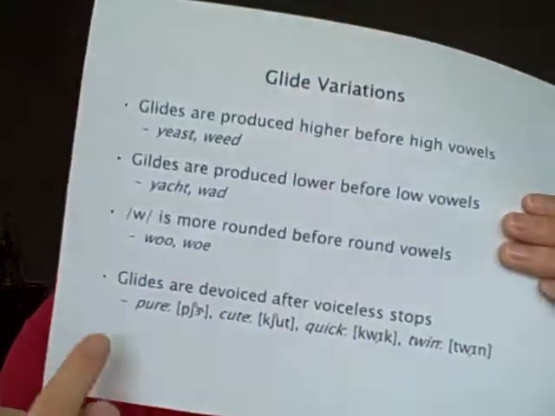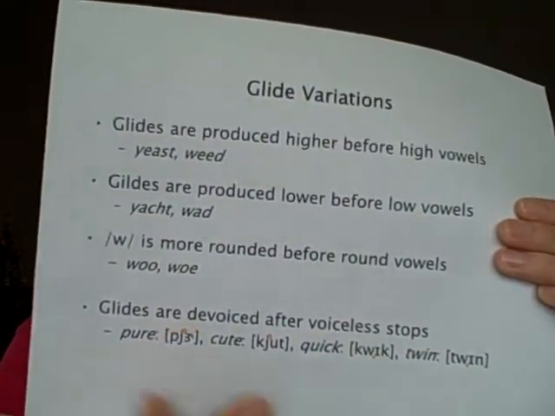And glides can be devoiced after voiceless stops. Pure, cute, quick, twin. You noticed your voice doesn't turn on until the vowel happens. And you can put the diacritic mark of the little circle above those when they're devoiced.